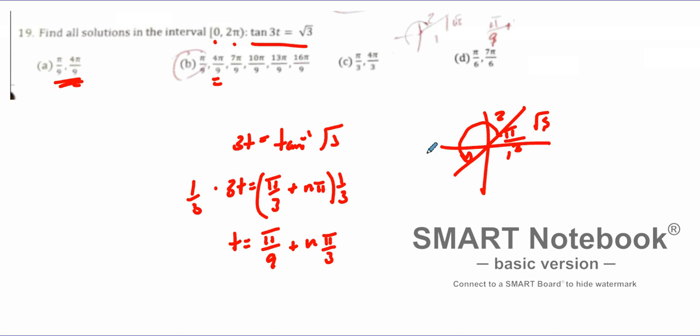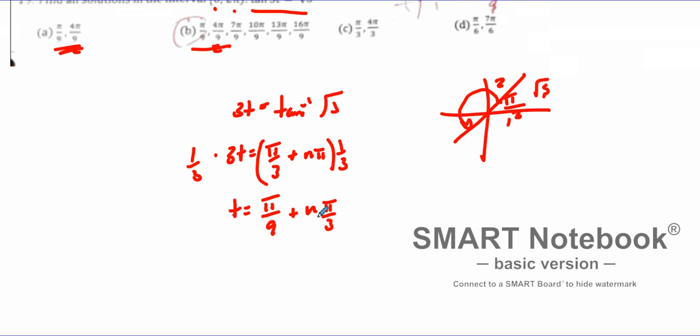However, we need all of the values between there. I mean, since we shortened it, we know that this would have to be the answer, but how do we get the additional ones? We just keep on adding pi over 3 to that.